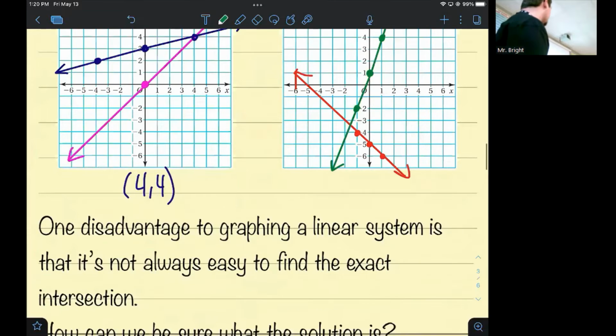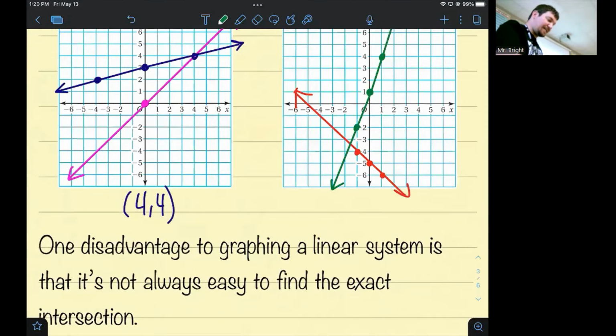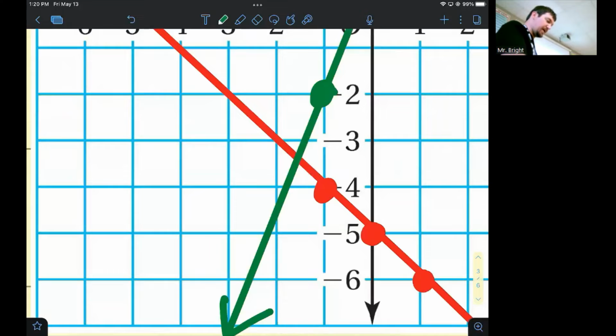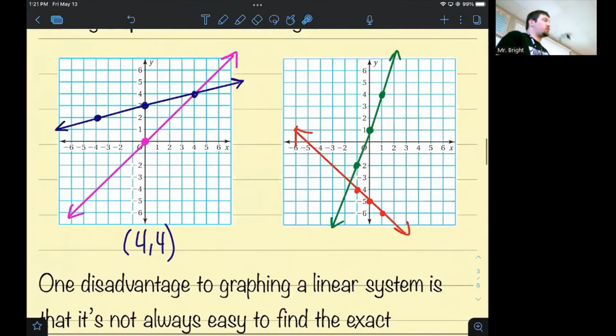One disadvantage to graphing a linear system is that it's not always easy to find the exact intersection. The last several problems have been intersecting at nice integer values, but you know that other numbers exist, right? And so on the number line, it's possible that lines would cross somewhere in this territory. That is a disadvantage with graphing because I'm not exactly sure, even with a nice piece of grid paper, what that is. That's where substitution and elimination kick in. Because with substitution, I'll be able to get an exact answer.